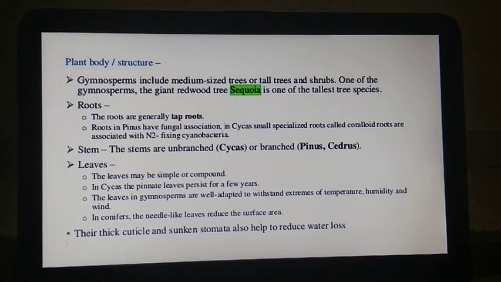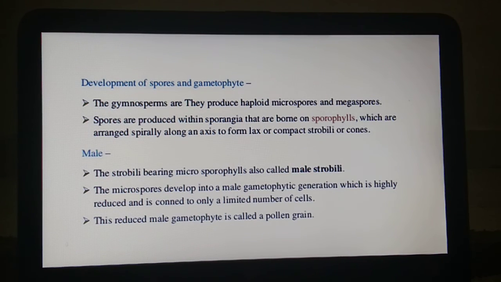The leaves in Gymnosperms are well adapted to withstand extremes of temperature, humidity and wind. And in conifers, which are also Gymnosperms, students, the needle-like leaves reduce the surface area. So needle-like leaves are present and reduce the surface area. So transpiration would be less and there will be reduced water loss. Their thick cuticle and sunken stomata also help to reduce water loss.